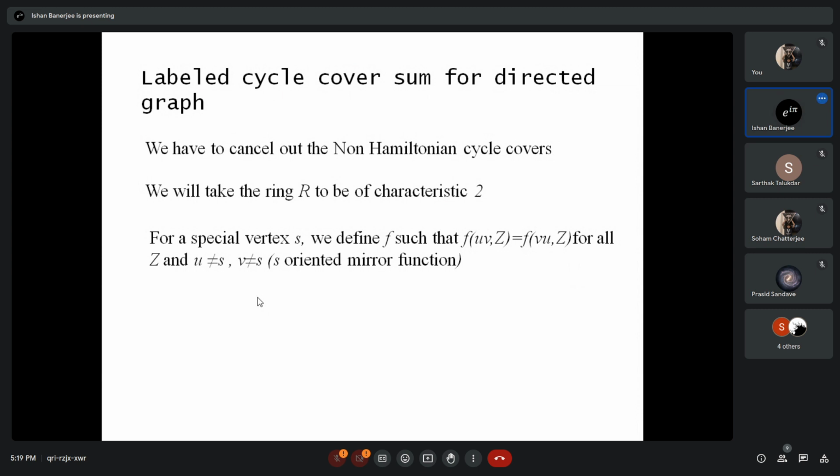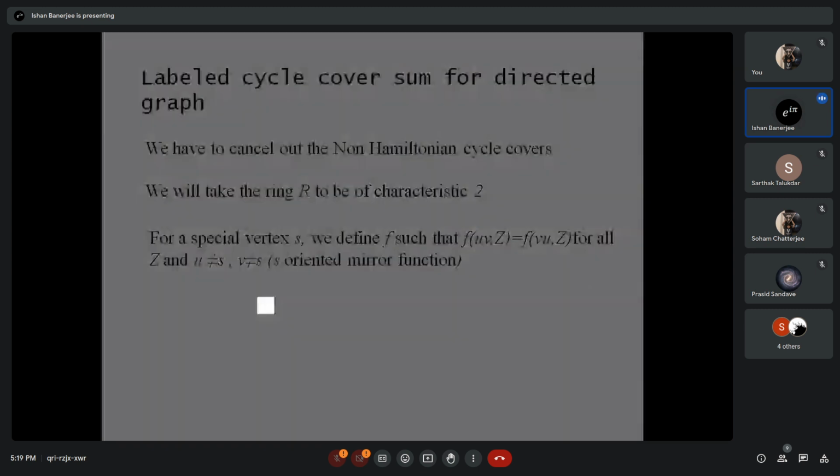And for a directed graph D and for a label set L, if we consider f to be an s-oriented mirrored function as we have described in the earlier slide, and we are considering here a ring of characteristic 2, this is the following sum that we will get. You can note that, unlike the previous description of this sum, this is not CC(D), instead this is HC(D). So this is the thing that we get after describing f to be an s-oriented mirrored function and the ring we're considering to be of characteristic 2.